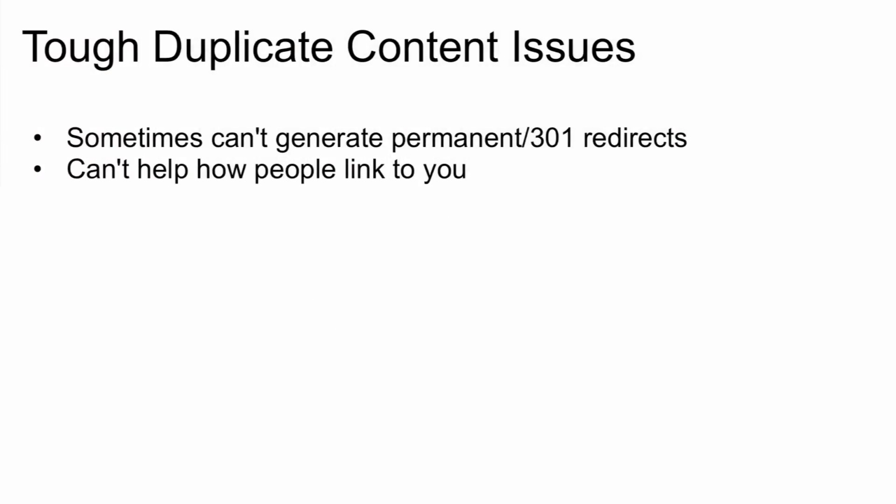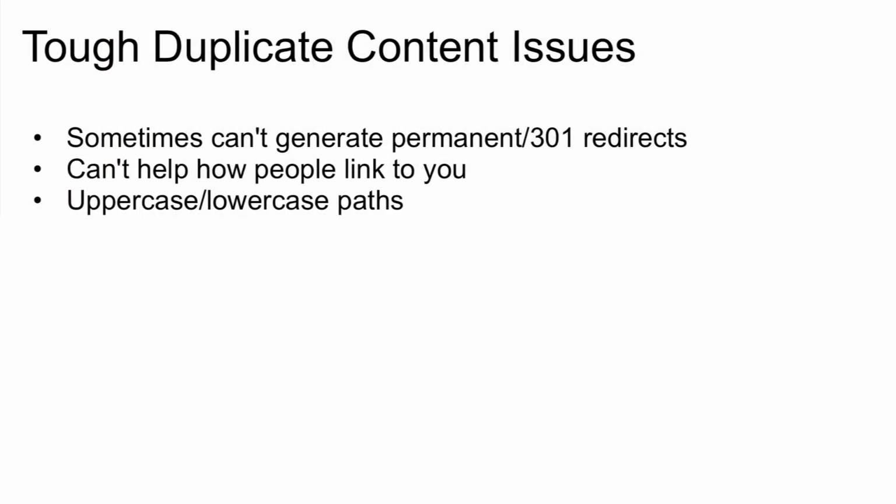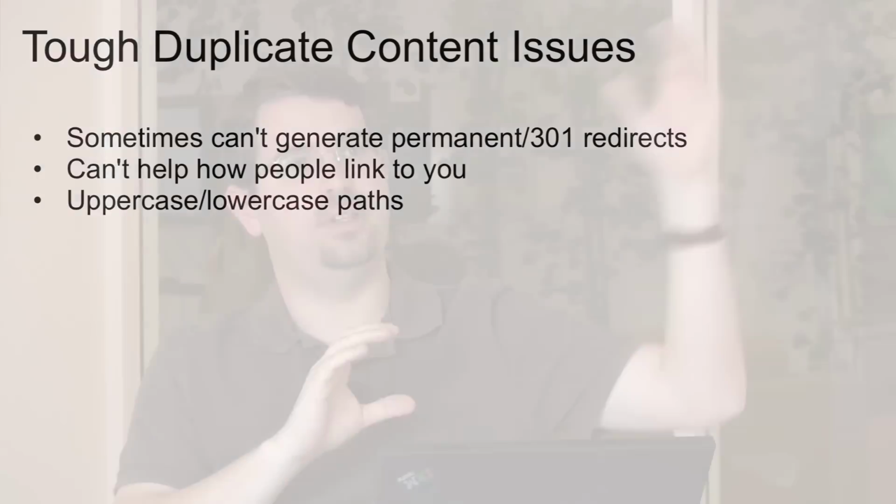And you can't help how people link to you. So for example, even if you link consistently to just the www version of your website, some other people might link to the non-www version, and you can't really control that at all. Uppercase versus lowercase paths. Microsoft IIS will support showing pages whether you link to home.asp capitalized or lowercase, and sometimes even mixed case. And so if people link to different versions that are uppercase and lowercase mixed, that can cause some issues. Session IDs are another really big factor.